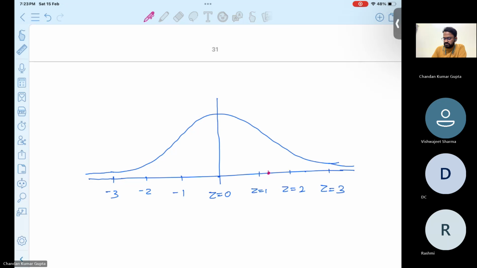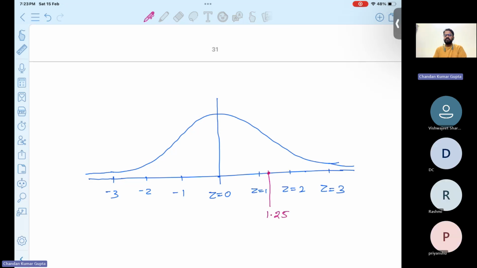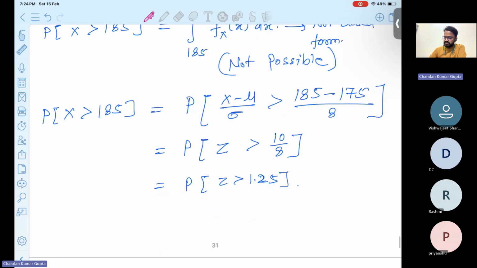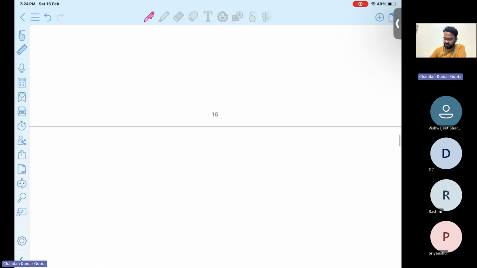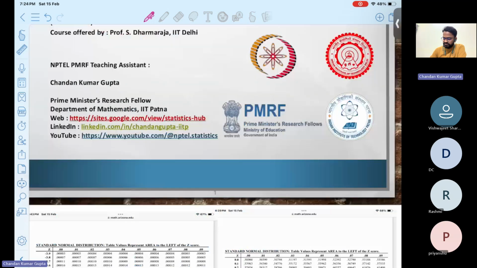Okay. So this is the 1.25 and z is greater than this point actually. So this means we need to calculate the area of this standard region. Now we need to use a normal table that I have pasted here, on the second page.